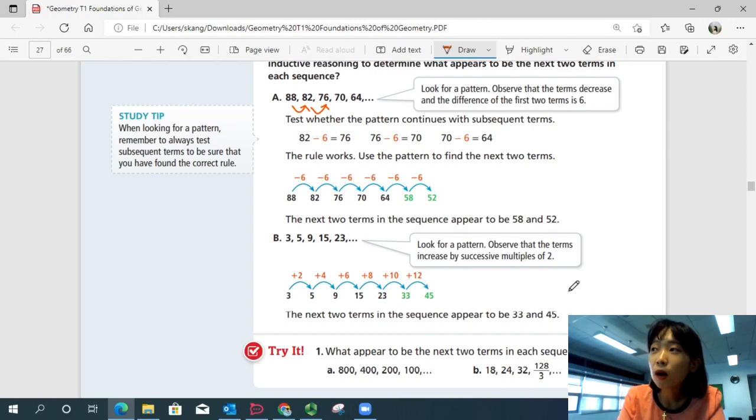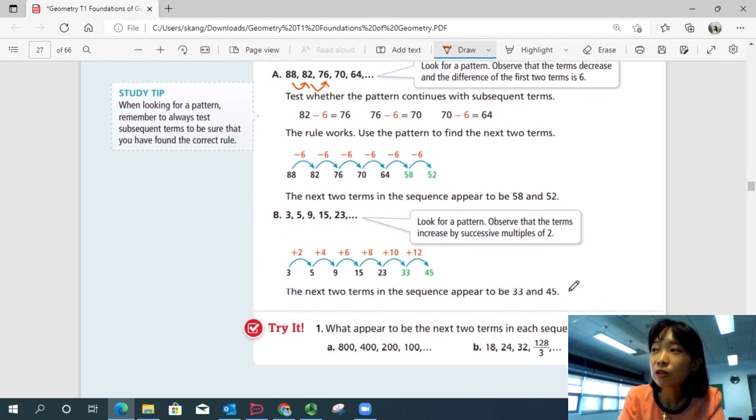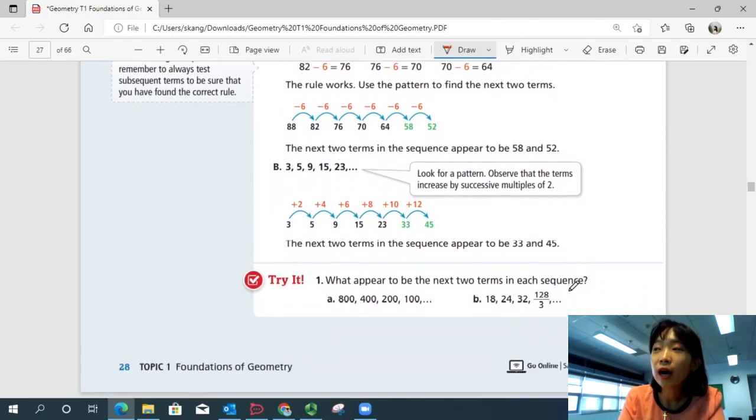Try number 1. What appear to be the next two terms in each sequence? Try to look for patterns and test if it works throughout the whole sequence and figure out the next two terms. Pause the video and come back when you're ready for answers.